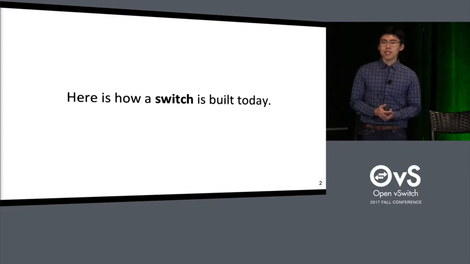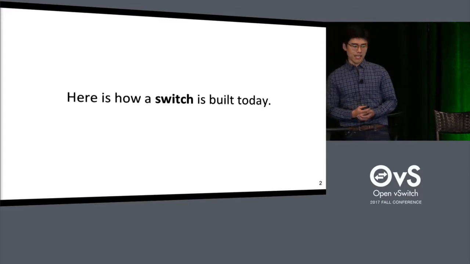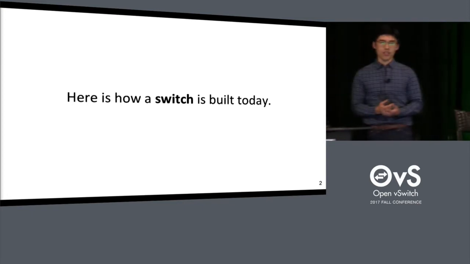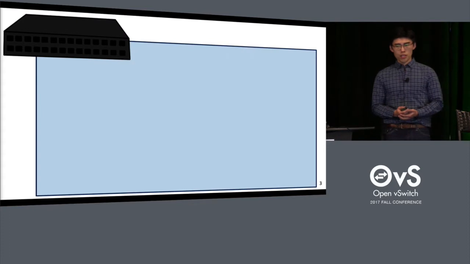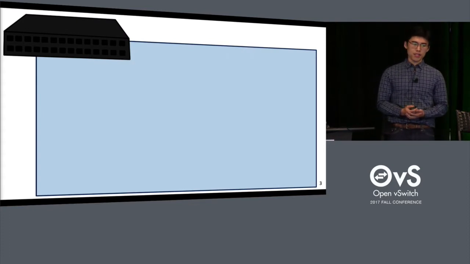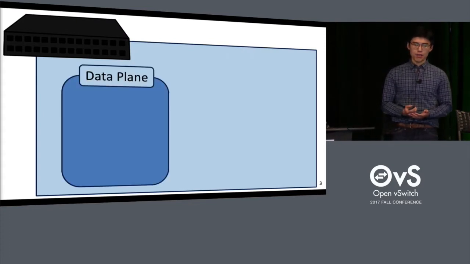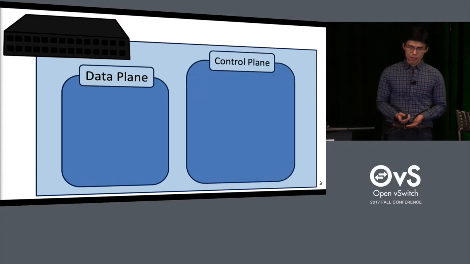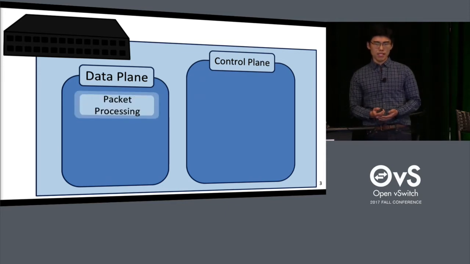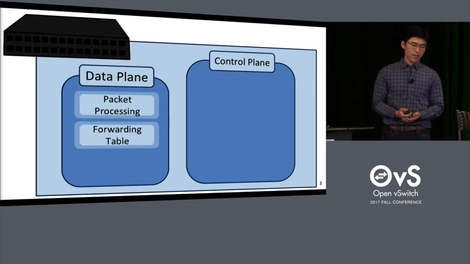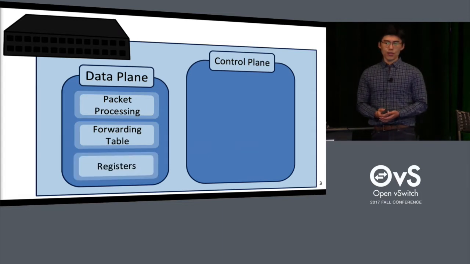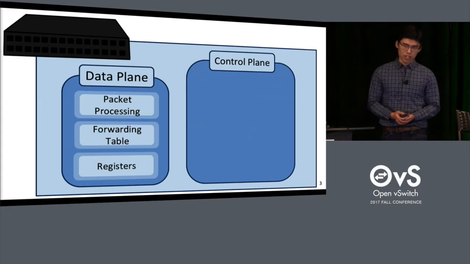So first of all, let's think about how a switch is built today. And I'm talking about the hardware switch, but you could also think in terms of a software switch like OVS. So given a switch, regardless of its uses, it's usually defined in two pieces inside a switch. There's a data plane piece, and there's also a control plane piece. And as we all know, the data plane is responsible for doing packet processing, storing forwarding tables, and doing match action on it, and also some extra data plane registers that you could use for different purposes.